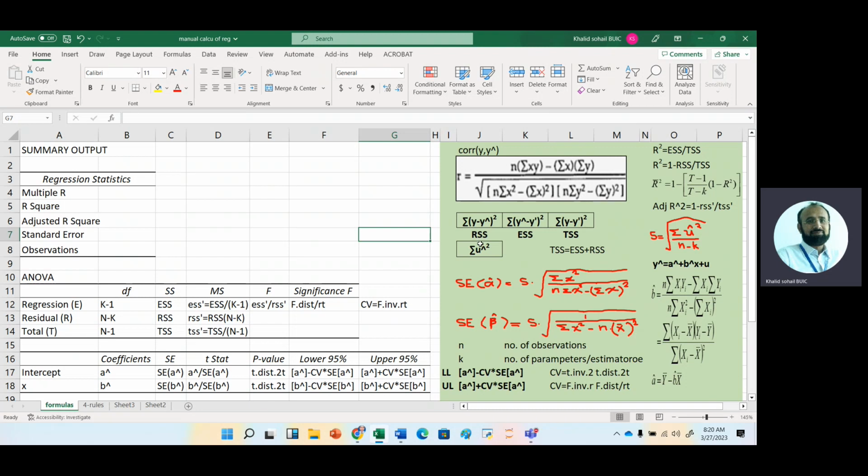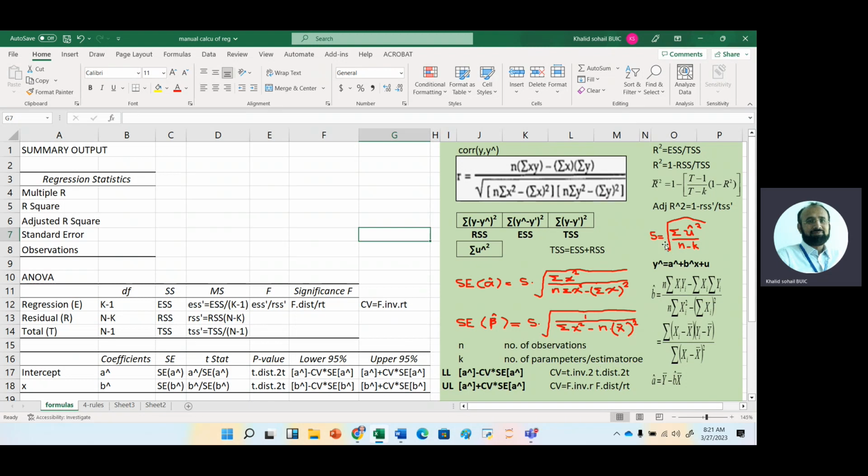After getting this RSS, we can calculate ESS and TSS, and the formulas are: ESS is the sum of (y hat minus y bar) square, and TSS is the sum of (y minus y bar) square, and TSS is equal to ESS plus RSS. And now how can we get the adjusted R square? Before discussing R square and adjusted R square, first we calculate standard error. Standard error is calculated by summation u hat square, which I have already discussed, divided by n minus k. N is the total number of observations, while k is the number of parameters or estimators.